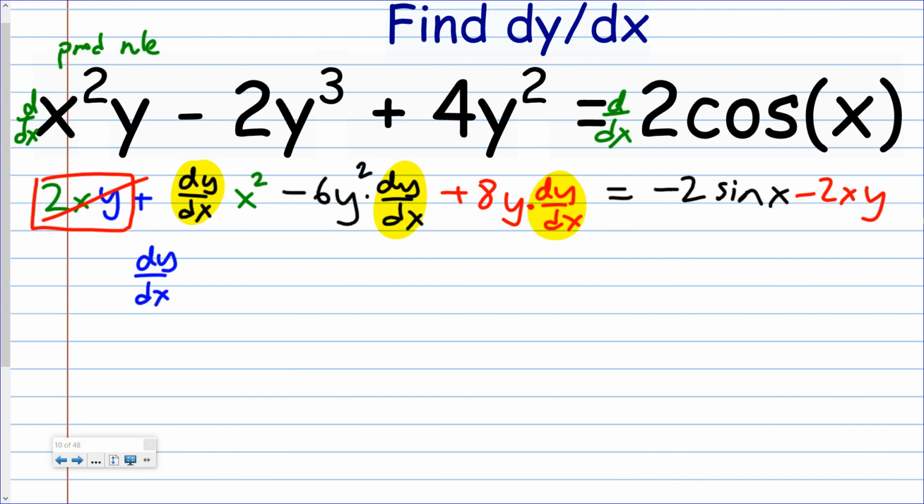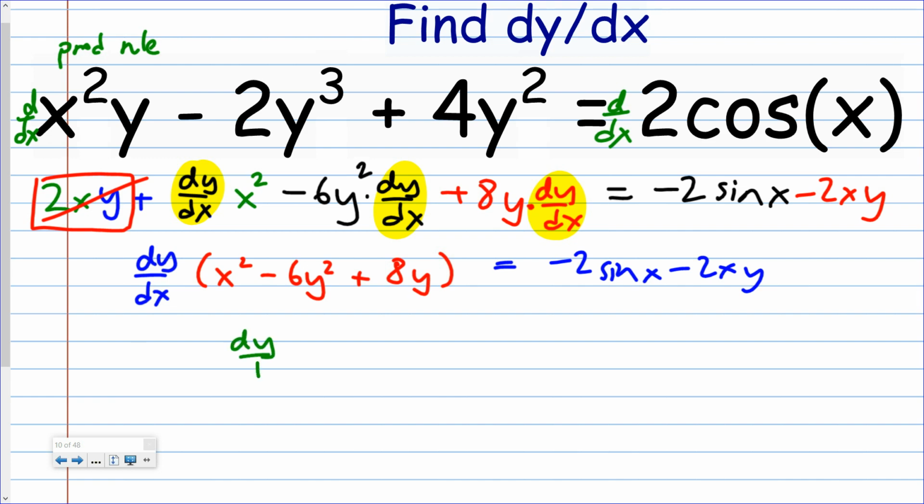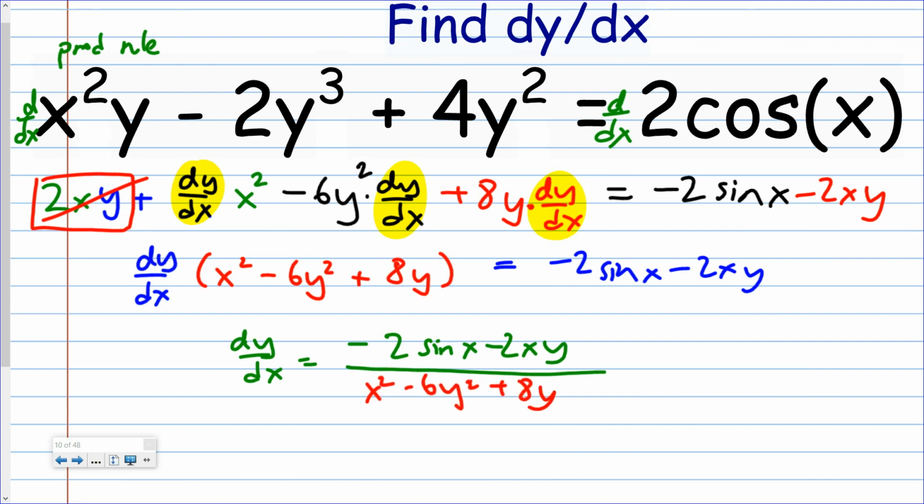Once you move that 2xy out of the way, you subtracted it, then inside here, this just becomes a factoring. So this is equal to negative 2 sine x minus 2xy. And at this point, how can I isolate this dy dx? Divide both sides by this entire giant quantity, all over x squared minus 6y squared plus 8y. And there's my derivative. Isn't that nice?